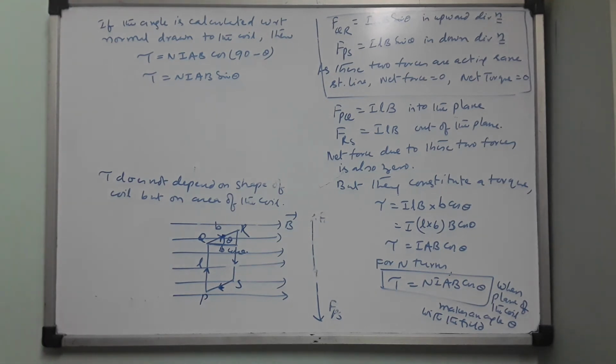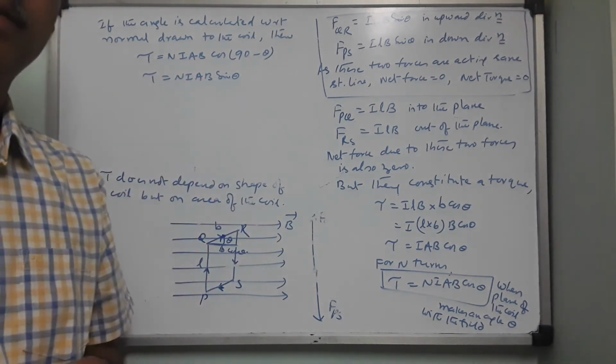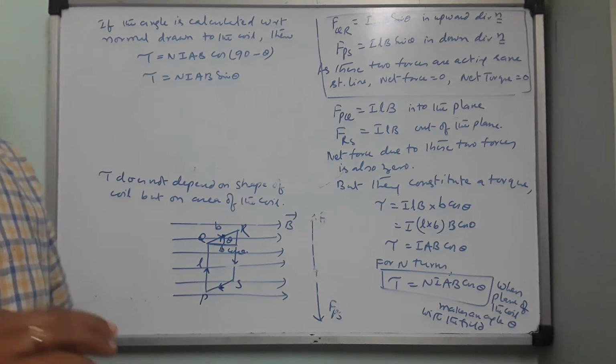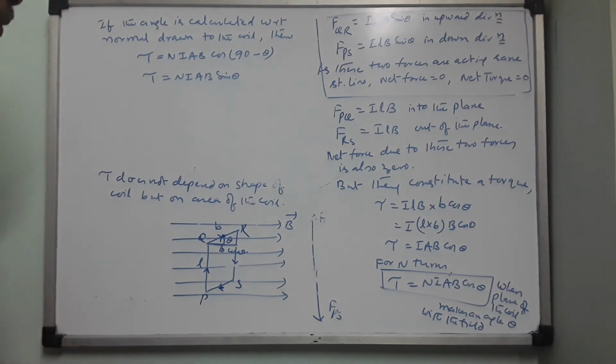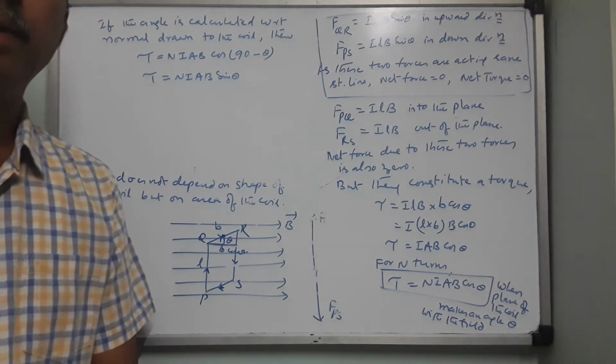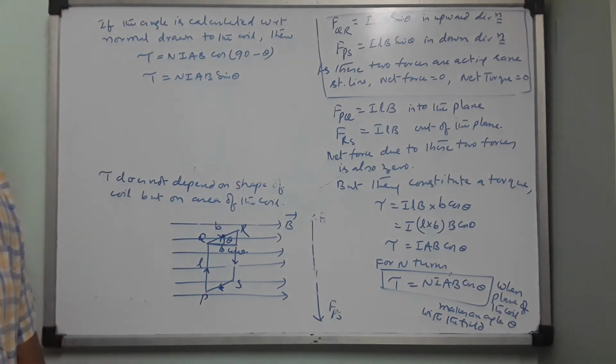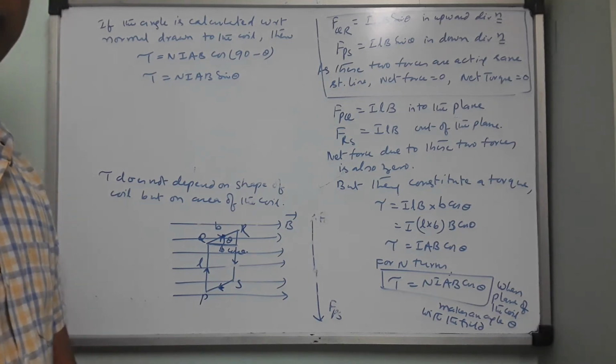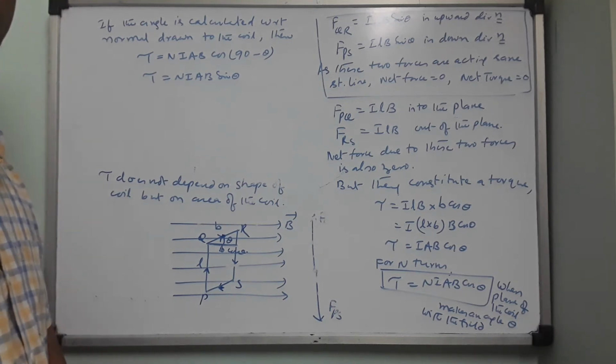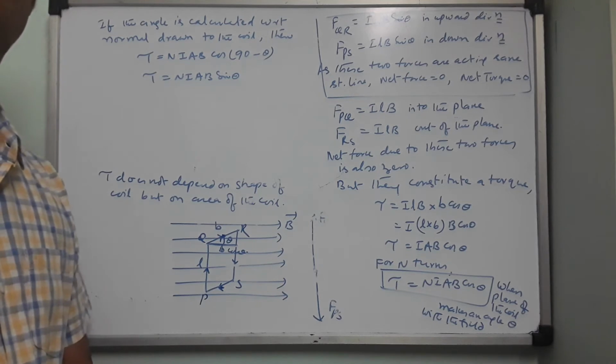We are interested in this sine angle, children, because we are going to define a new physical quantity in magnetism, that is nothing but magnetic dipole moment. As we have defined electric dipole moment in electrostatics, in the magnetic effect of current we will be defining a new quantity, magnetic dipole moment, which is a vector quantity.